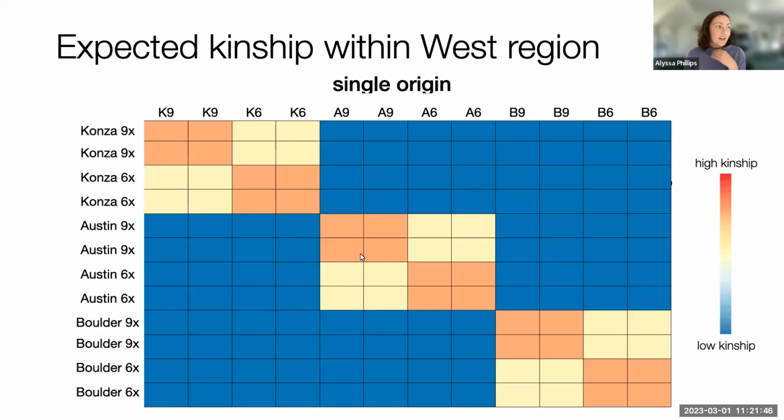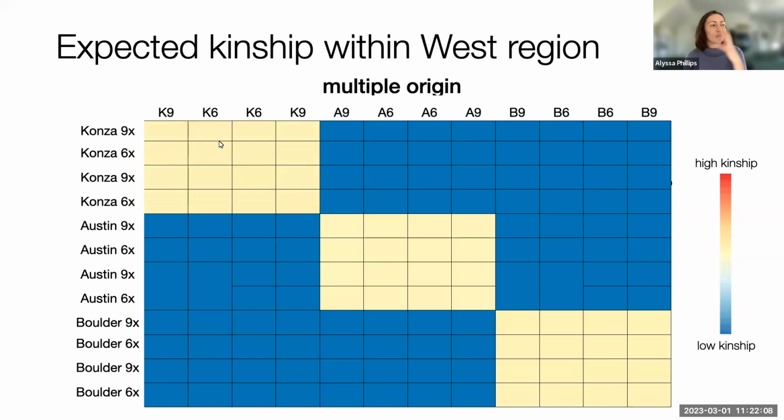Under a single origin, we would expect this pattern where more red is more related, where you would have the 9X individuals within Kanza with higher kinship. And so we would have this within-population structure occurring. Whereas in multiple origins, you would have groups where the 9X and the 6X are intermixed with one another.